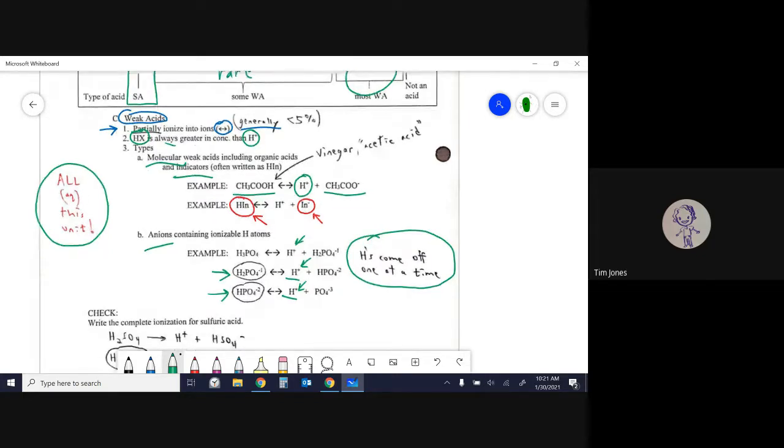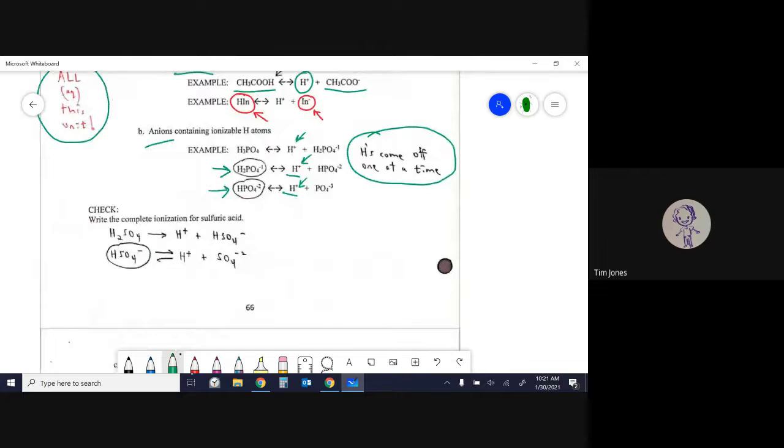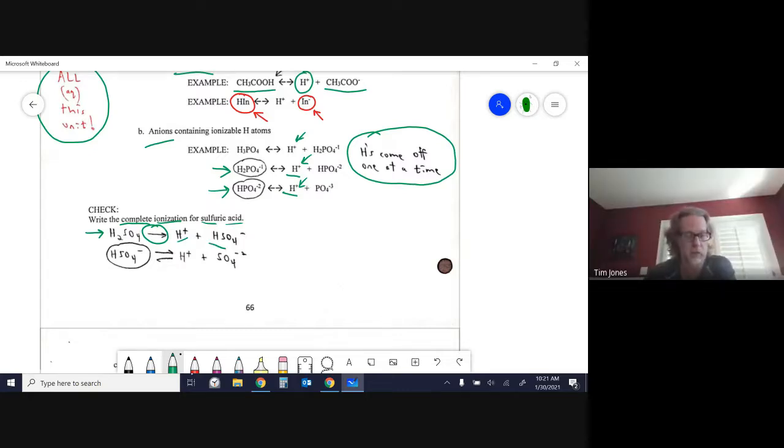And here's another example. I say write the complete ionization for sulfuric acid. Okay, well, H2SO4 is a strong acid, so single arrow, gives off H+, and now you have hydrogen sulfate. However, hydrogen sulfate also has the ability to be an acid, so you can take your hydrogen sulfate, but it's weak, so double arrow, take off a hydrogen, and now you're left with sulfate, which doesn't have the ability to be an acid.